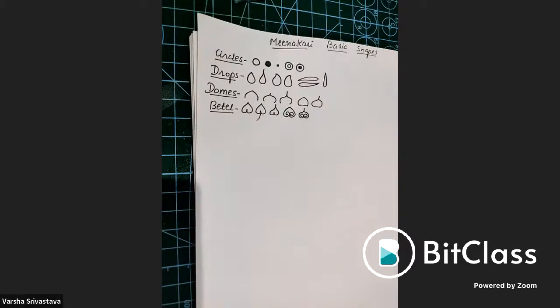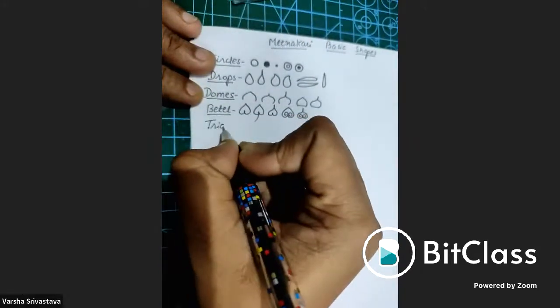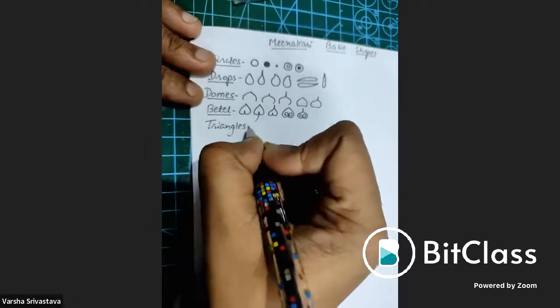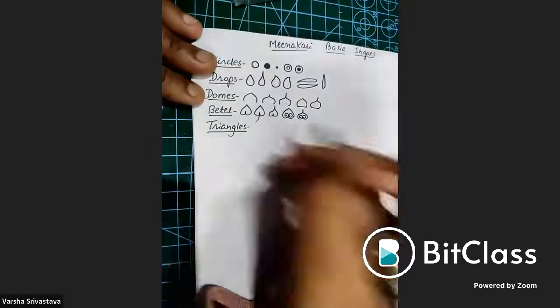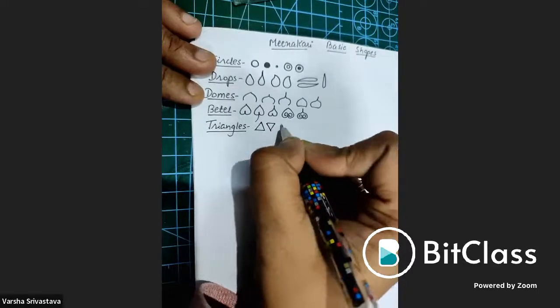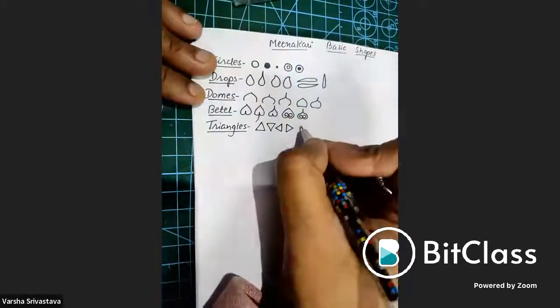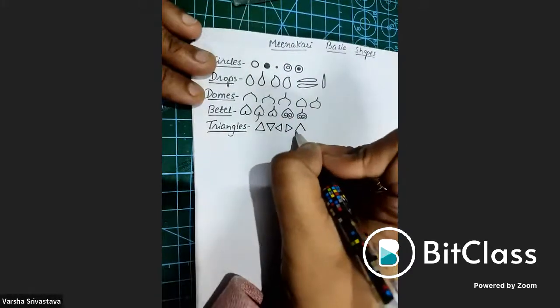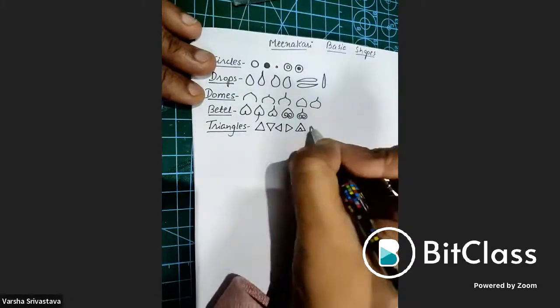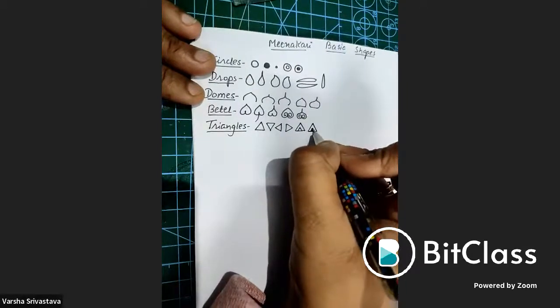Now, next, I'm going to make the triangle. Triangles. For making the triangle, just make a normal triangle like this. Make it upside down. Make it sideways, left and right. Then make a triangle and make another hollow triangle inside this. And make a triangle and make the solid triangle inside this.